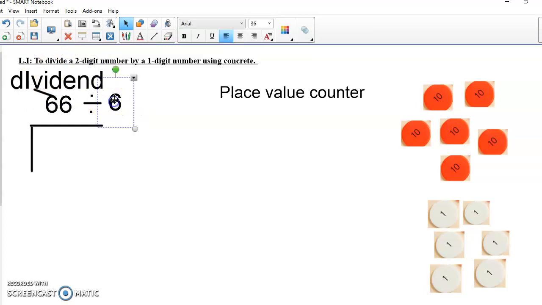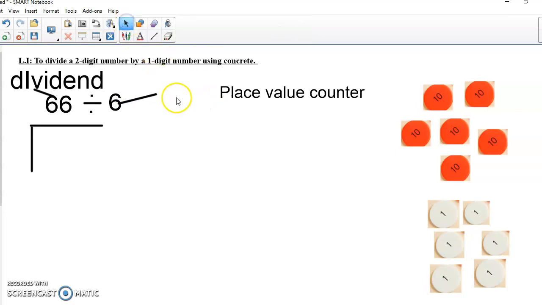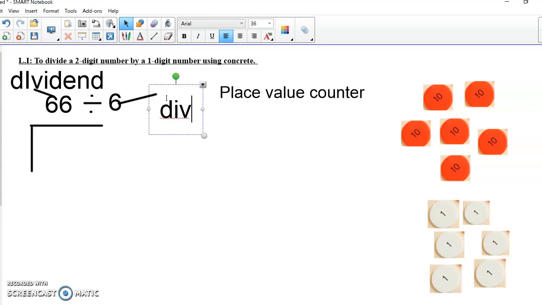This is your divisor. Now, children need to understand this is what you're sharing by, okay? So this is actually called a divisor. So how many groups the number is going to be shared among. So they need to understand this keyword, divisor. So that's what this is.